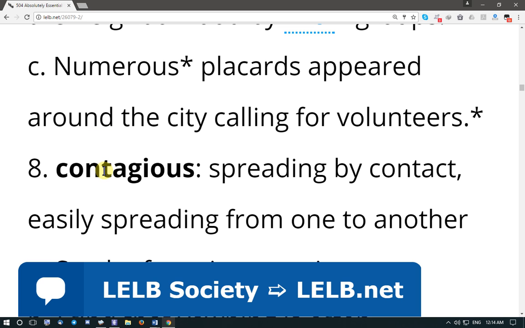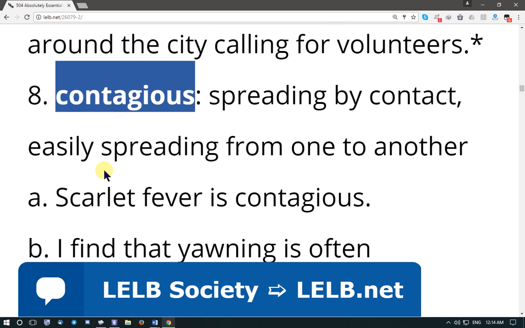Contagious, word 8, contagious, spreading by contact, easily spreading from one to another. Some diseases tend to be really contagious. For example, bacterial and viral diseases are generally contagious. You should take care of yourself, protect yourself.